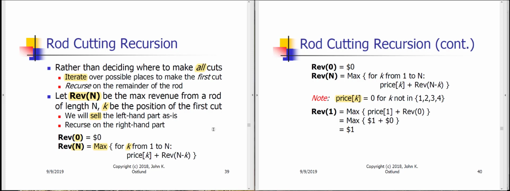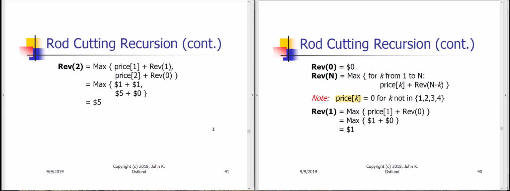Let's suppose that our supplier gives us a 2 foot piece of rebar. Now what's the maximum possible value that we can get? Well, again, we're looping, this time k going from 1 to 2. One possibility is that we will make our first cut after 1 foot, so we will be able to get $1 for the 1 foot piece, and we'll have to figure out what the maximum revenue that we can get is from the remaining 1 foot.